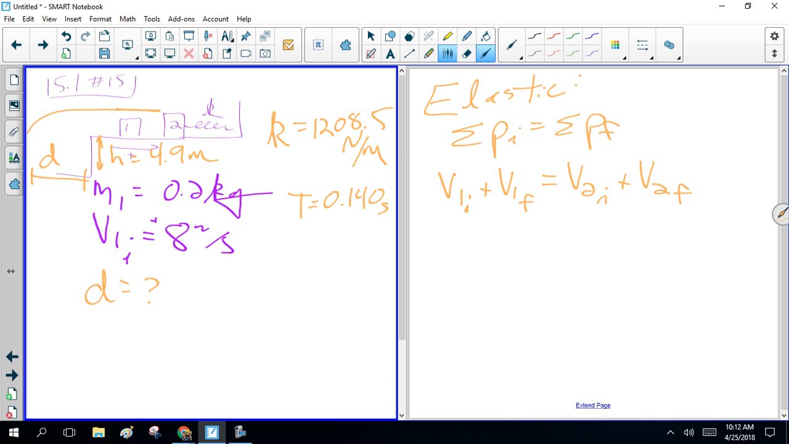That's half of 9.8, which is significant, and hopefully you know why. If not, we'll talk about it in a second. I think we've got all of our givens written down.